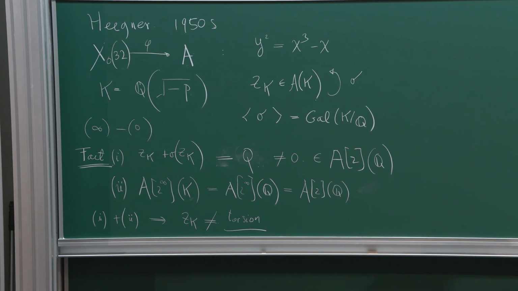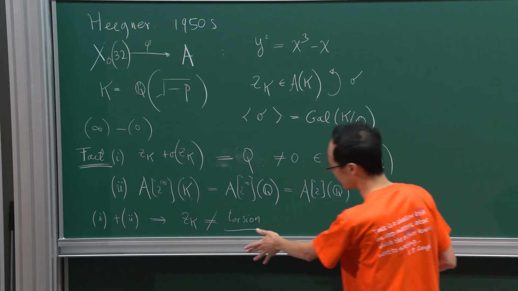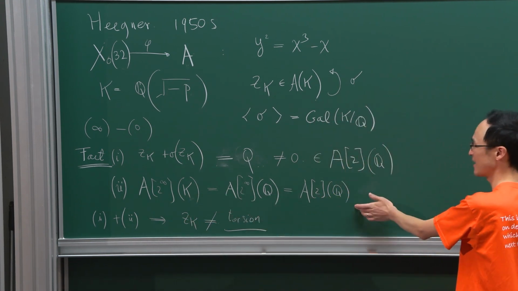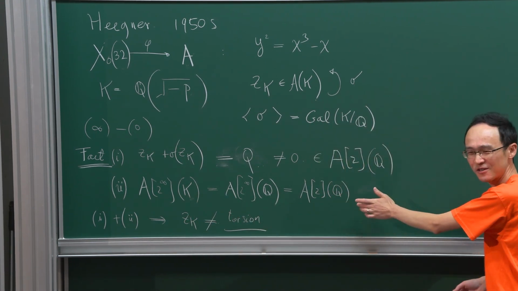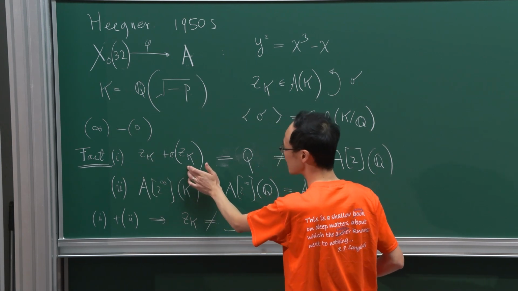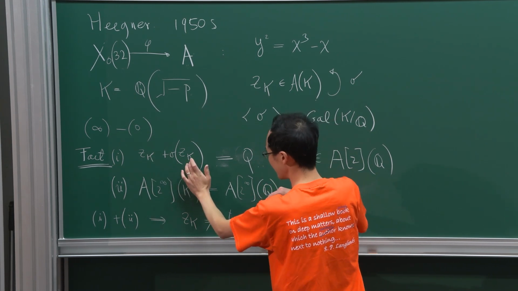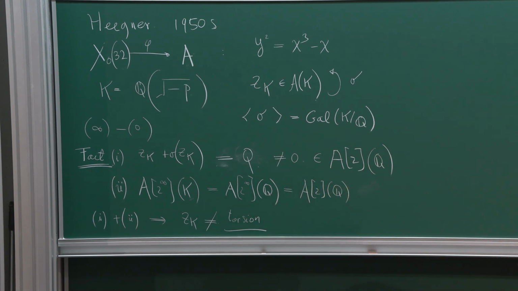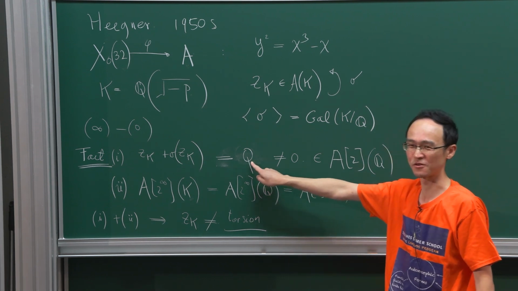So, to say this non-torsion is rather simple if you have two, because if there were torsion, let's say it's two-torsion, you can just consider the two-primary torsion part. Since we know the two-primary torsion must be two-torsion over Q, the Galois involution acts trivially. Therefore, if you have trivial action on the two-torsion, this equation can never be true. It will be twice a two-torsion point, which will be zero. It can never be a non-trivial two-torsion.